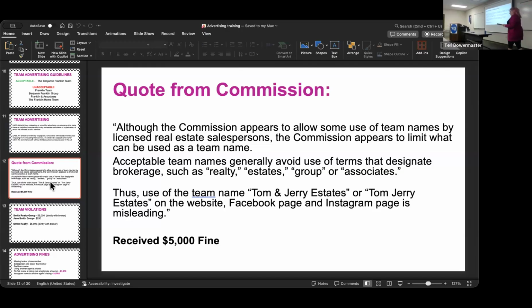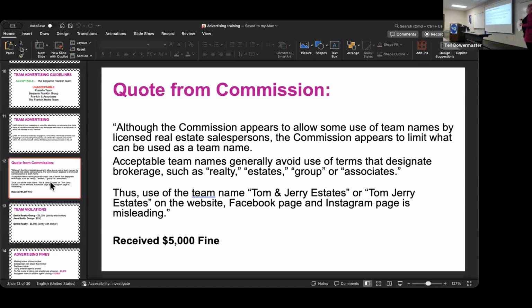They said, although the commission appears to allow some use of team names by licensed real estate salespersons, the commission appears to limit what can be used as a team name. Acceptable team names generally avoid use of terms that designate brokerage, such as realty, estates, group, or associates. Thus, the use of the team name, this came from an actual case, Tom and Jerry Estates, or Tom Jerry Estates on the website, Facebook page, and Instagram page is misleading, and they got a $5,000 fine.